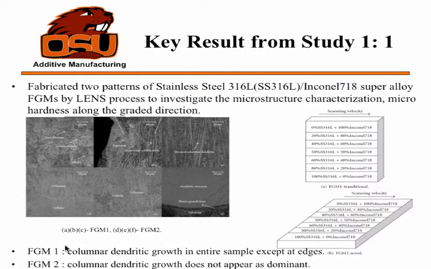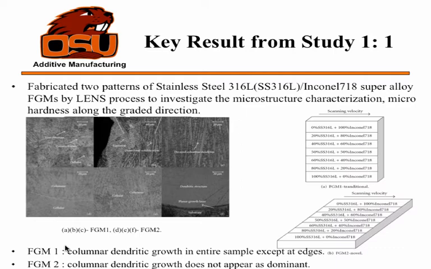The research question here is that they want to investigate the microstructure characterization and the micro hardness along the graded direction, and this shows how they varied the compositions. One is in the transverse direction and one in the longitudinal direction. They started with 0% 316L powder and 100% Inconel, and gradually, going layer by layer, it decreased. And here you can observe the microstructures.